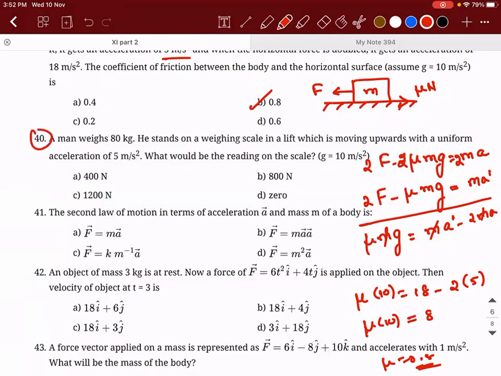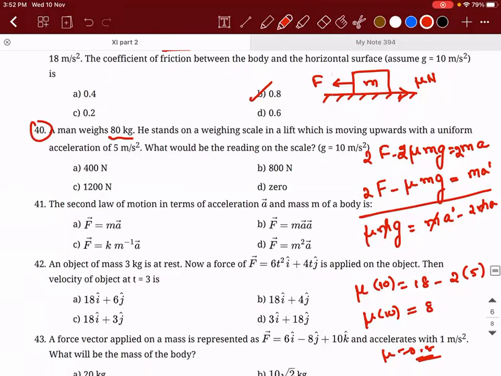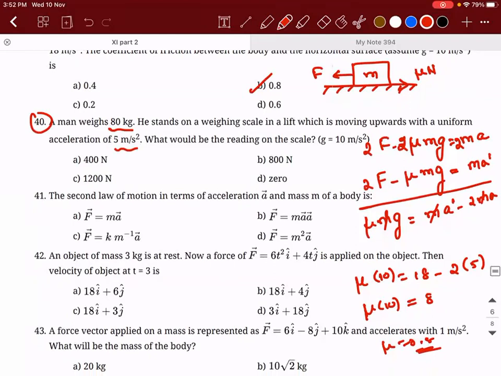Okay, 40th. There is a man who weighs 80 kilogram. He stands on a weighing scale in a lift which is moving upward with a uniform acceleration of 5 meters per second square. What would be the reading of the scale? I told you yesterday, when the lift is moving up, the reaction force acting on it is M into G plus A. So M is 80, G plus A is 15. 15 into 80 is 1200.